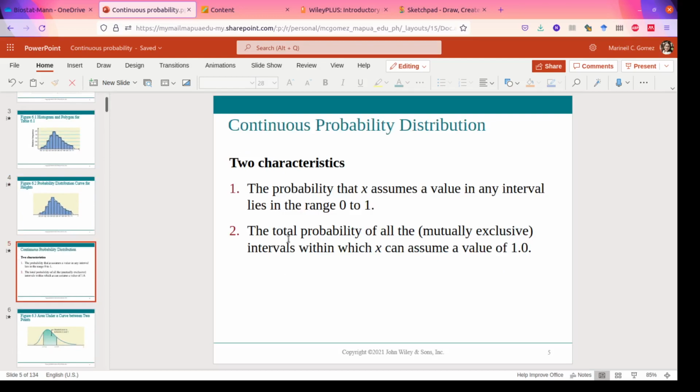Some characteristics of the continuous probability distribution: the probability that x assumes a value in any interval lies in the range of 0 to 1. As a probability, its values can be anything from 0 to 1. And the total probability of all mutually exclusive intervals within which x can assume a value is 1.0. Similar to our discrete probability, the summation of the probabilities of all possible outcomes is 1.